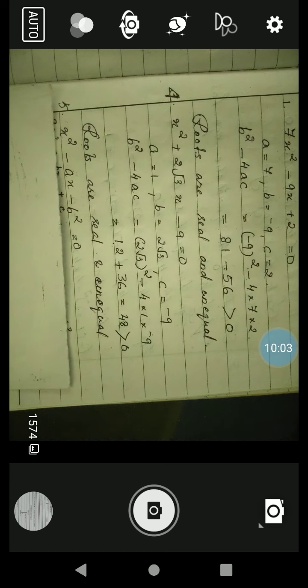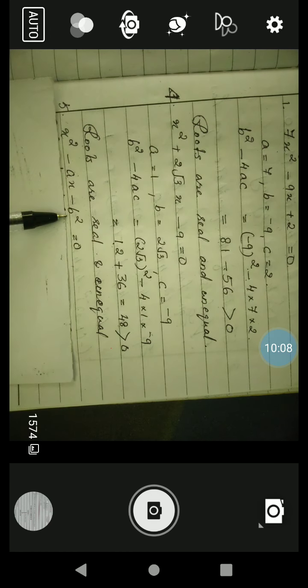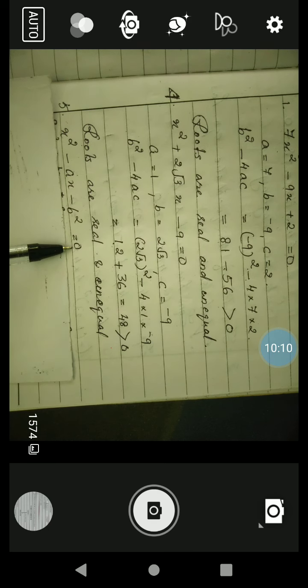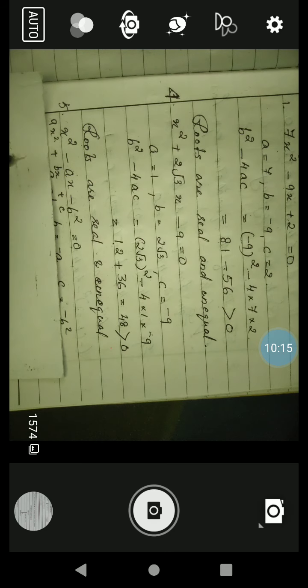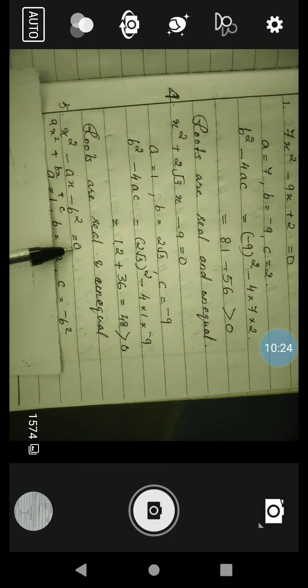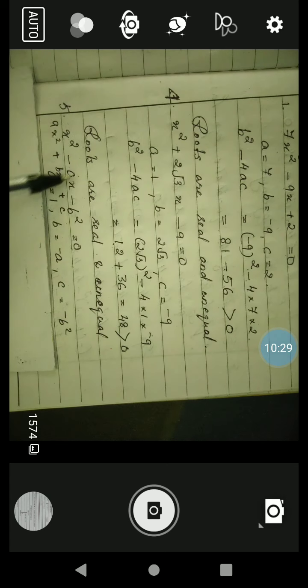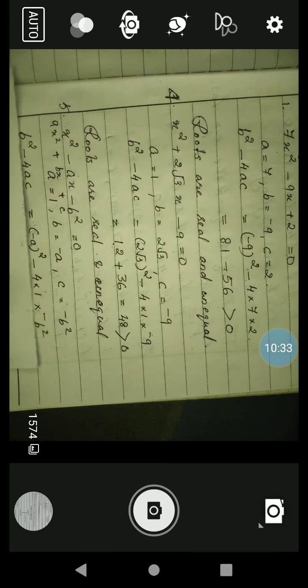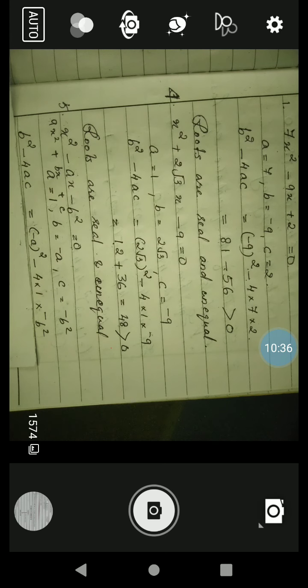Okay. And let's see the next question. X square minus ax minus b square is equal to 0. Here a is 1. This is also in the standard form, ax square plus bx plus c equal to 0. Here a is equal to 1, b is equal to minus a, c is equal to minus b square. Find b square minus 4ac.